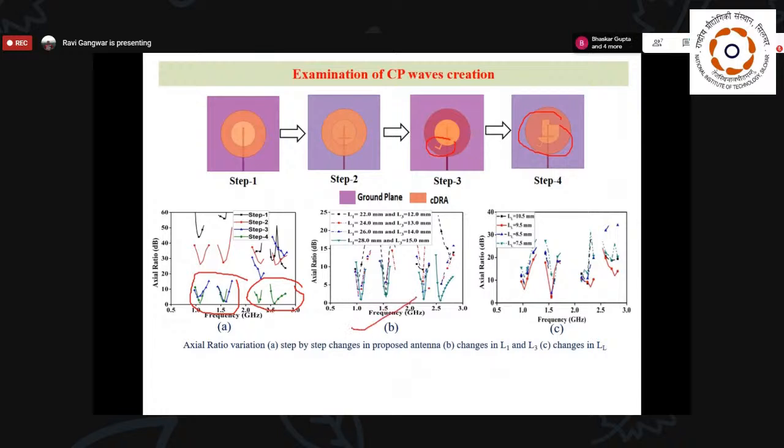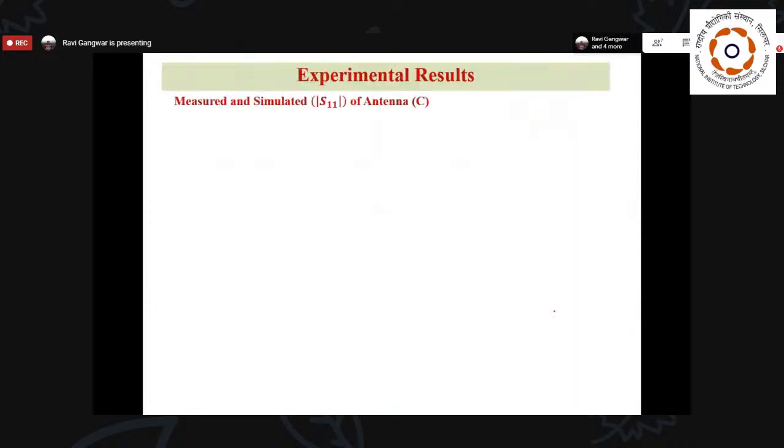And here I have shown the variation of your L1 and L3 length, which is this length and this length, that is, your L-shaped structure length. And then we can say that this particular L-shape is responsible for getting the circular polarization in this particular structure.